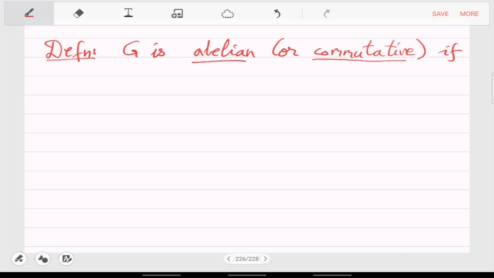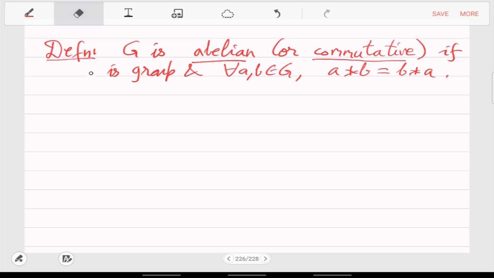If G is a group, and for all A, B in the set, A star B is B star A, so this comes with the operation star. If the order of multiplication does not matter, we had shown that parentheses will not be important. Now we are saying that order also will not be important. Then you call the group an abelian group. So this example is clear.